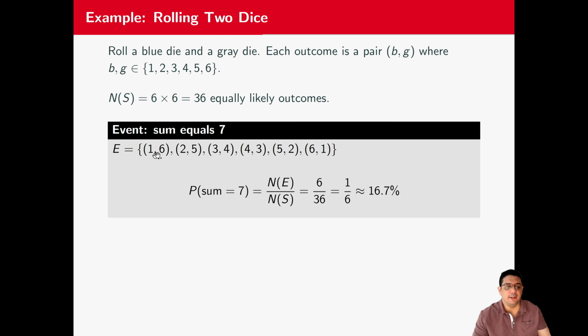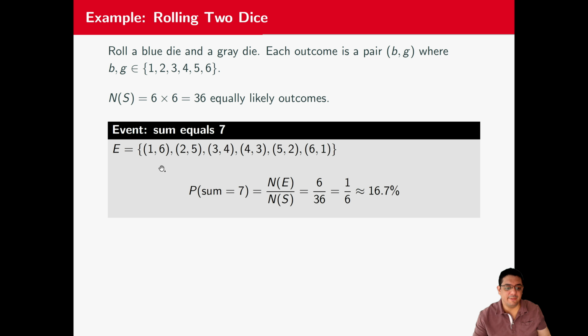And let's say we get an event where we're considering that the sum is equal to 7, the sum of the two results on the dice. So the pairs of that event will be given by pairs like (1,6), (2,5), (3,4), (4,3), (5,2), and (6,1). Notice that the sum of those entries is going to give me 7.